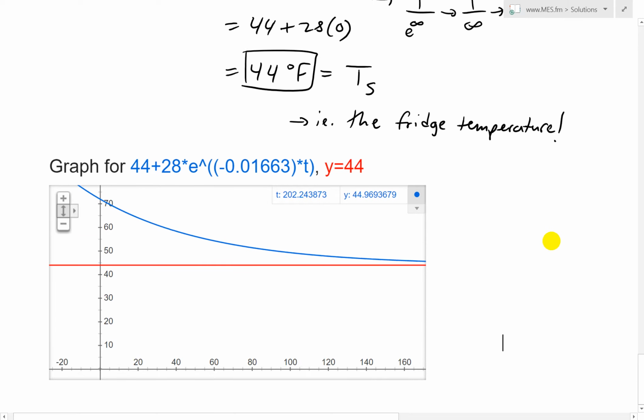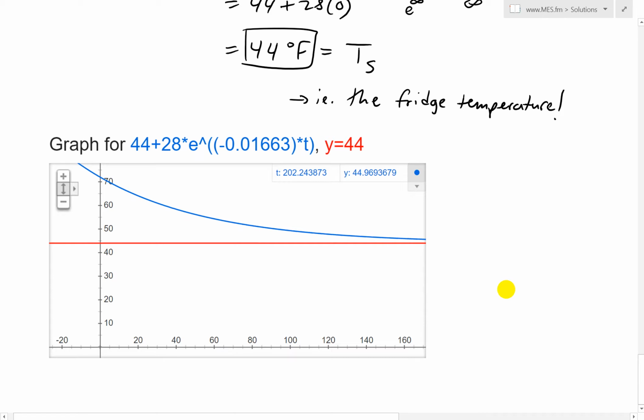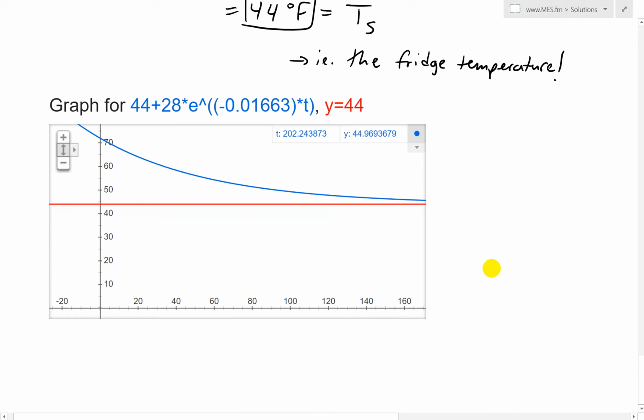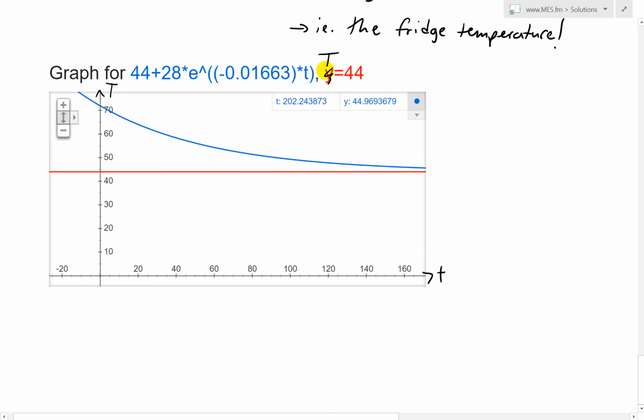And in fact, here I've graphed that out using the Google graphing calculator, just by putting it in the Google search. So we have 44 plus 28 e to the negative 0.01663 times t, and we have that again. And then yes, we have 44 there, and this y is 44. Just assume it's temperature instead of y. So that is our temperature, and this is our time. You couldn't put a capital T in the Google calculator, so we'll just stick with that.